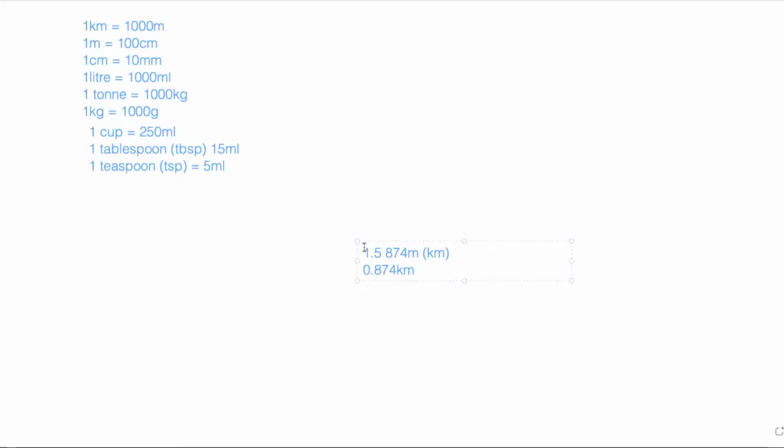We would have known that by just looking at it, that it is going to be less than a kilometer, since 1 kilometer is 1,000 meters and 874 meters is less than 1,000. I hope this is making more and more sense.